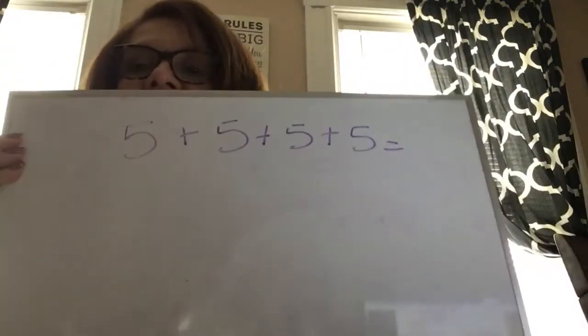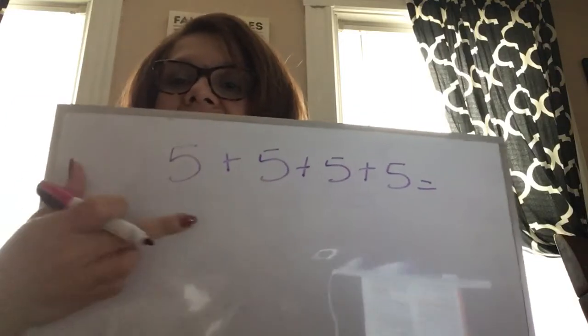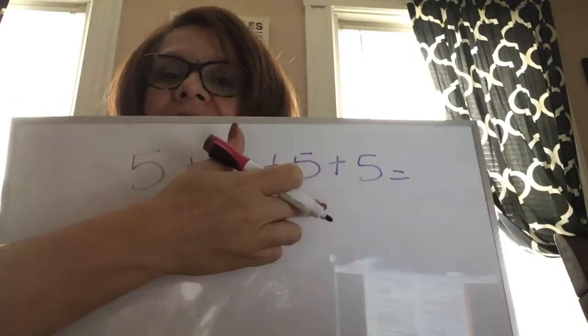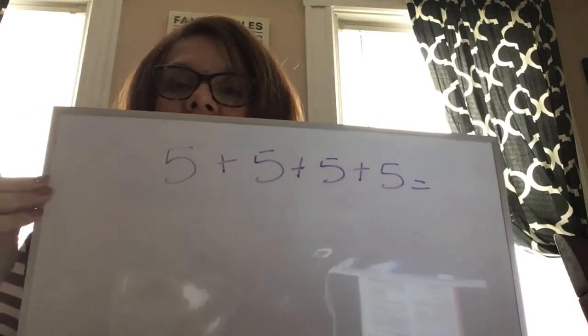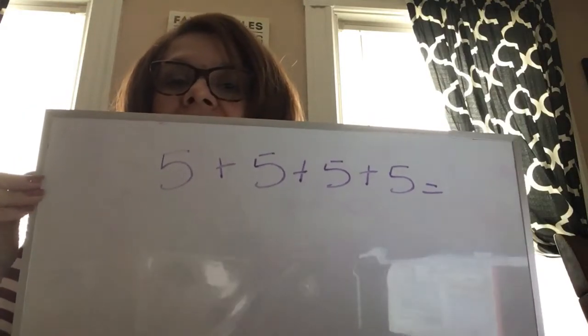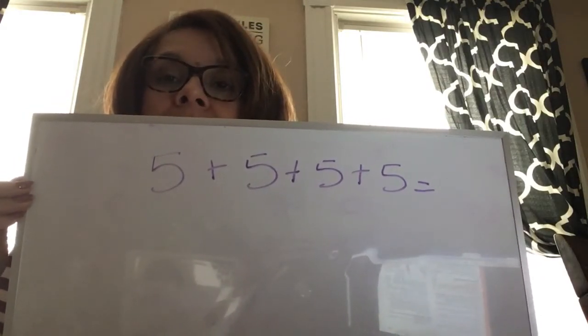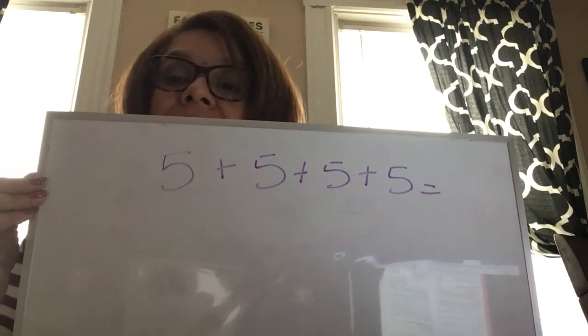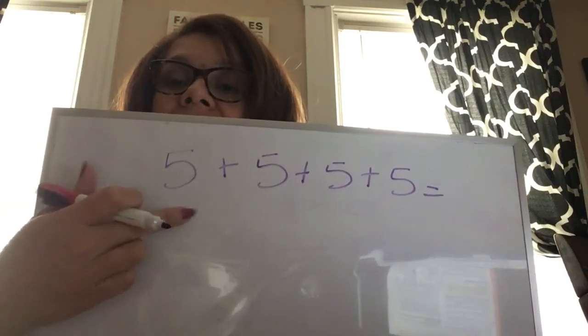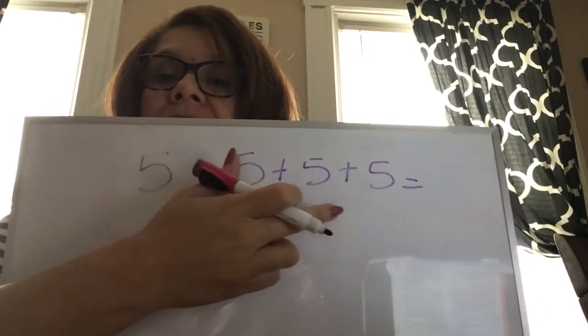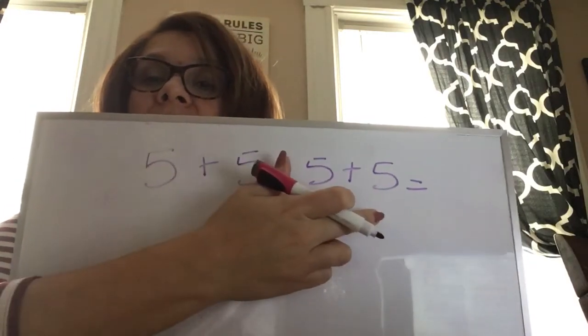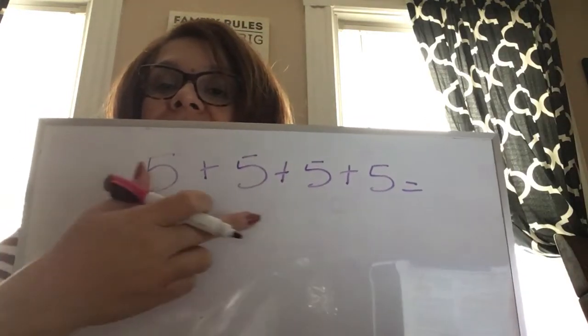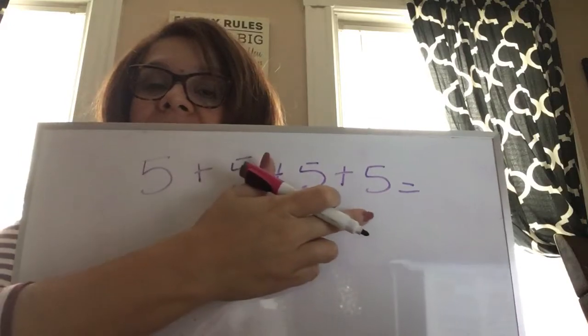Ready? Oh, now we have 5s. We have 5 plus 5 plus 5 plus 5. Here we are counting by what? We are counting by 5. 5, 10, 15, 20. 5 plus 5 plus 5 plus 5 is 20.